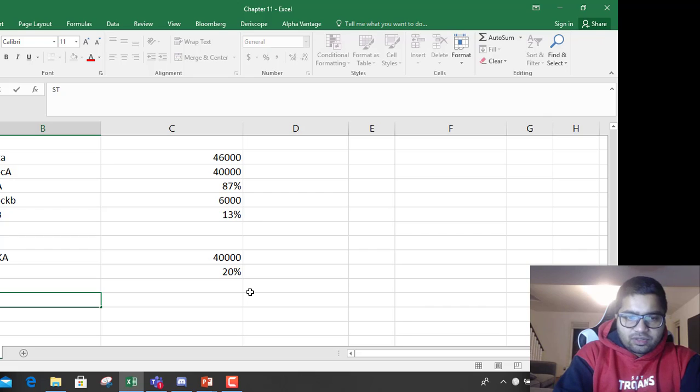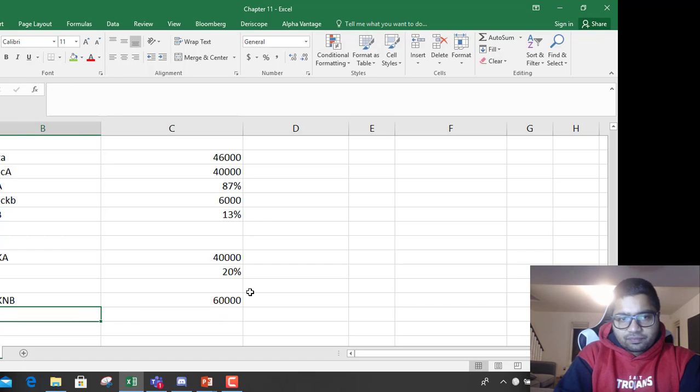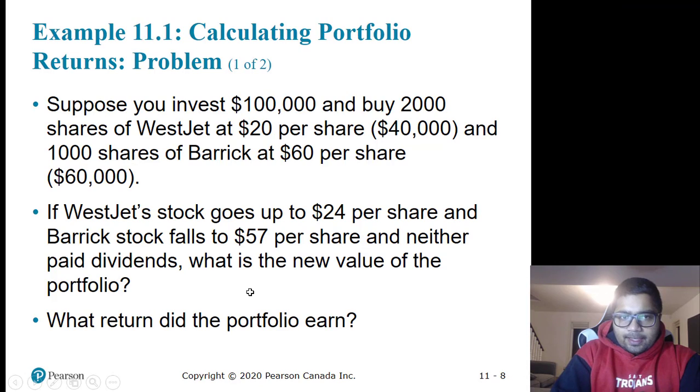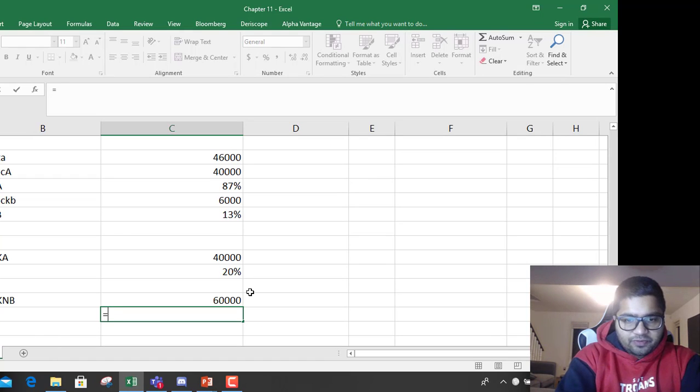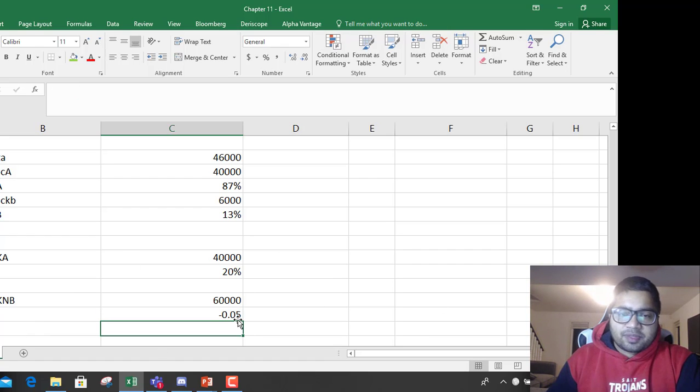In stock B, the total investment is 60,000. What are the returns? Returns are RB. It went to 57. So 57 divided by 60 minus 1. 57 future value, 60 present value or investment, minus 1. So negative 5%.